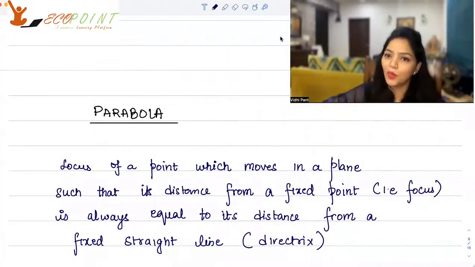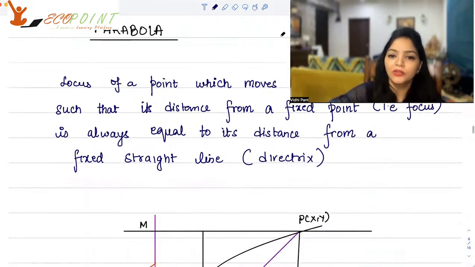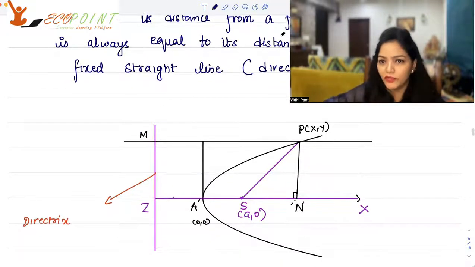The next thing that I want to discuss with you in geometry is the parabola. Now, what is a parabola? A parabola is actually the locus of a point which moves in a plane such that its distance from a fixed point, which is called the focus, is always equal to its distance from a fixed straight line, which is called the directrix. So the scenario looks something of this sort.